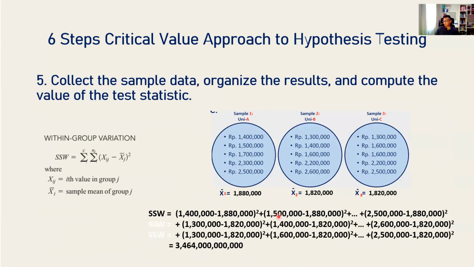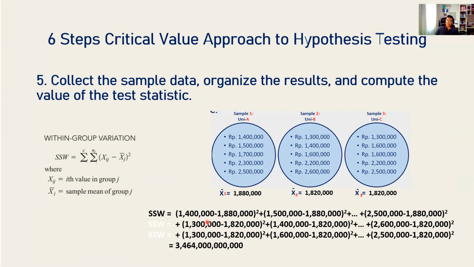And then the second component, 1.5 minus 1.880, squared, and so on until the last component, 2.5 minus 1.880, squared. We do it for all 3 groups: group 1, group 2, and group 3, and then we make a summation of all of it. The end result of the within group variations is 3.464 trillion.